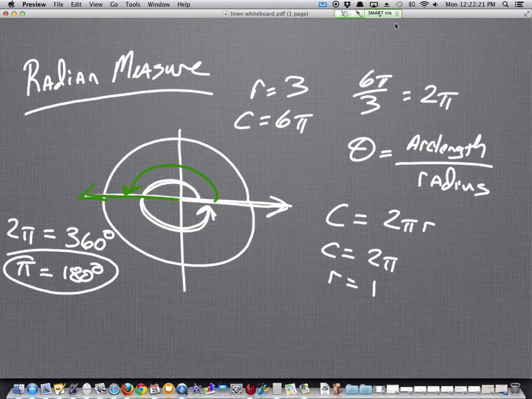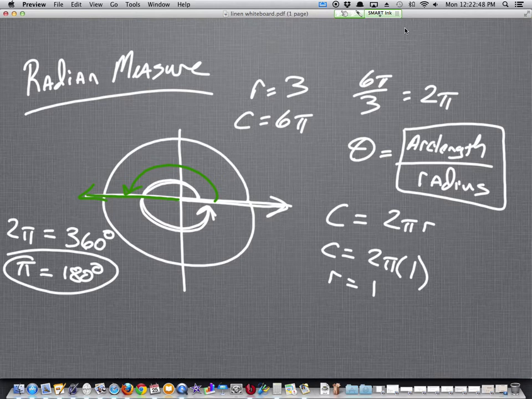So the arc length is just the 2 pi or whatever. It's just that part without the radius. No, 2 pi is always going to be the radian measure. The arc length, if I'm going all the way around, the arc length over the radius will always reduce to 2 pi.